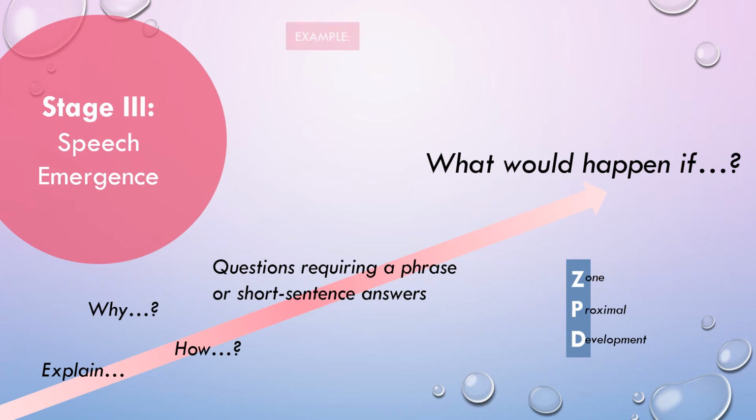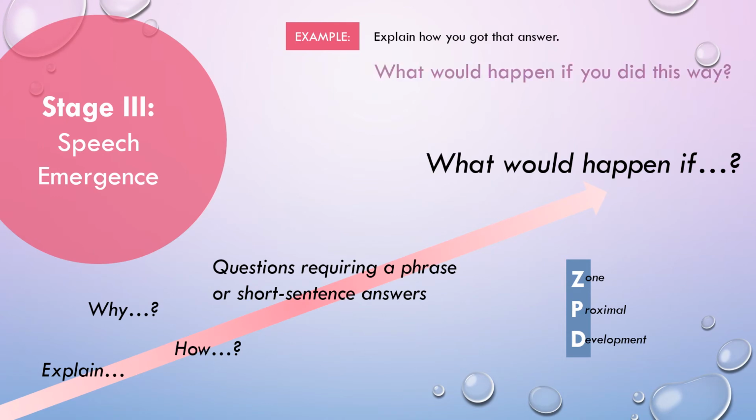Here's an example. Explain how you got that answer. A question from the next tier could be, what would happen if you did it this way? Teachers can increase English learners' engagement with the content and provide opportunities for them to practice English at the same time.